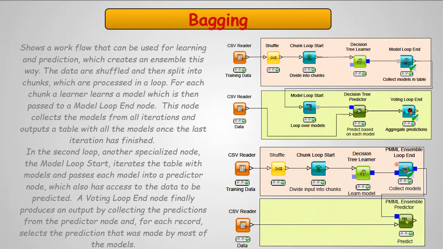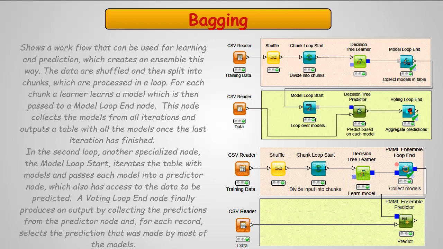This is a very simple workflow, but it shows what we can do to learn and predict using the bagging method, which creates the ensemble. We start at the beginning by shuffling the data, and then we use the chunk loop start where we're going to break this data into chunks. And each model is then, you see there's a decision tree learner within each chunk. But it ends with a model loop end, which is collecting all of the models together.